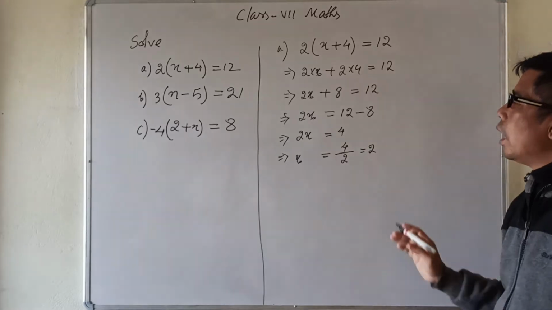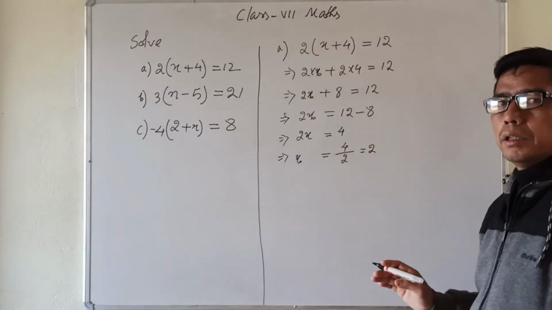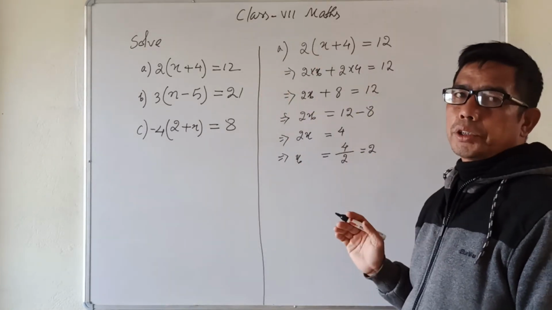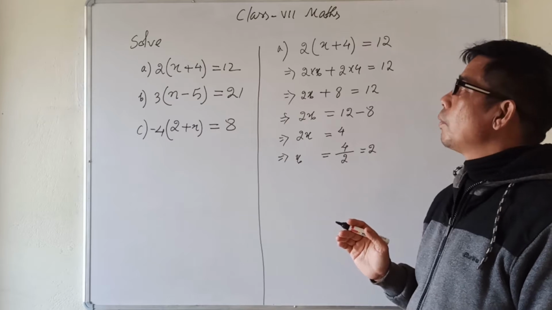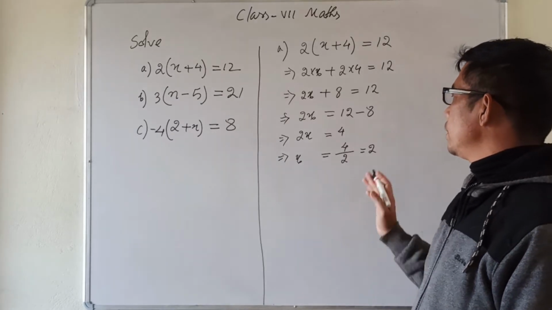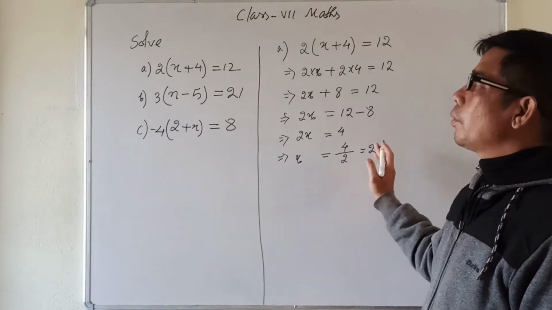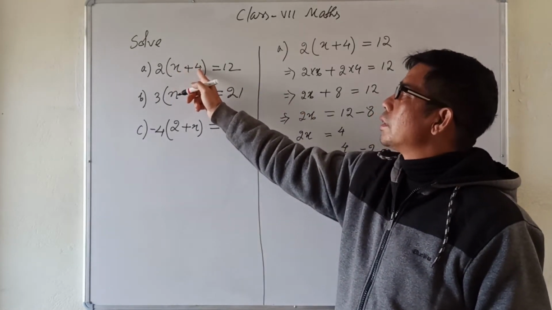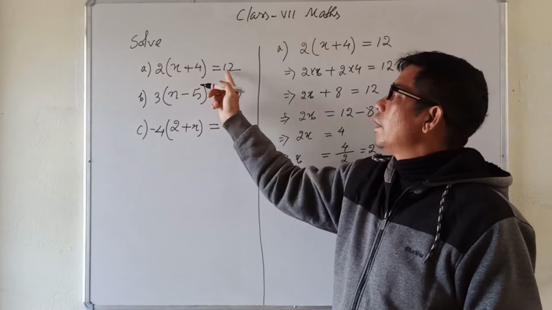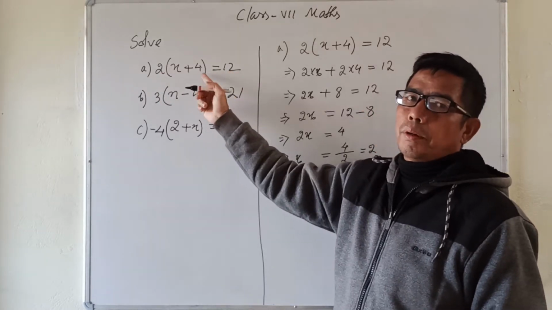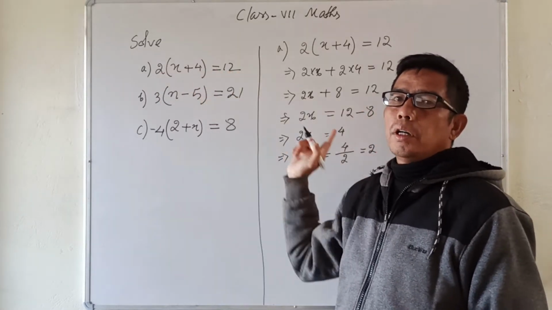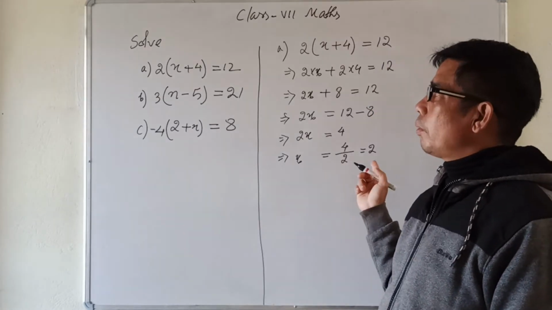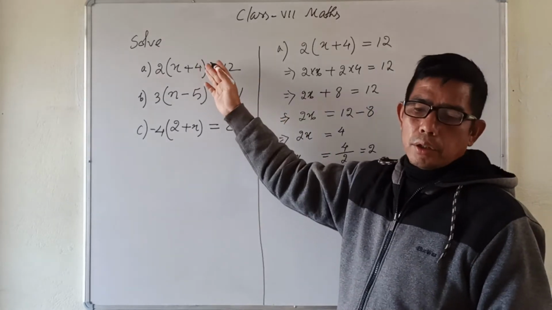So this is the solution of the first question, that is 2 times x plus 4 equal to 12. This 2 is the solution of the equation, means when we put 2 here, 2 plus 4, 6 into 2, 12, and on the right side 12, 12 equal to 12, which is true. So x equal to 2 is the solution of the first equation.